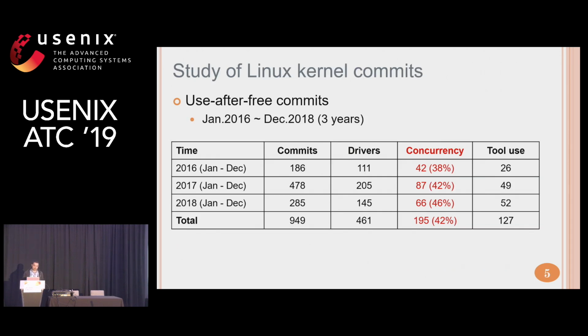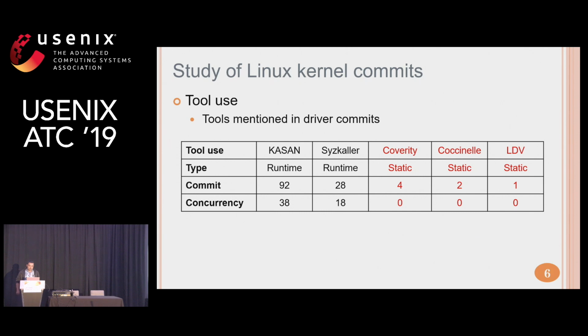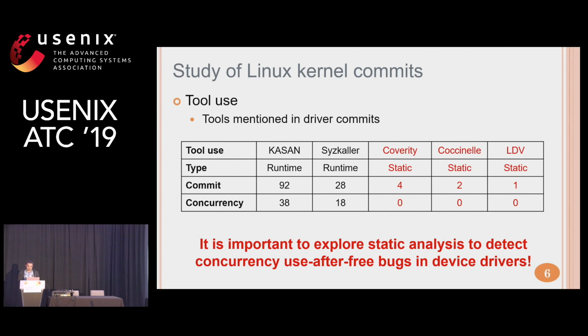To know more about such bugs, we studied the Linux kernel commits. We found that about 42% of driver commits fixing use-after-free bugs involve driver concurrency. Besides, we also studied the tools mentioned in these commits. We found that no static analysis tool is mentioned to detect concurrency use-after-free bugs. Thus, it is important to explore static analysis to detect such bugs in device drivers.